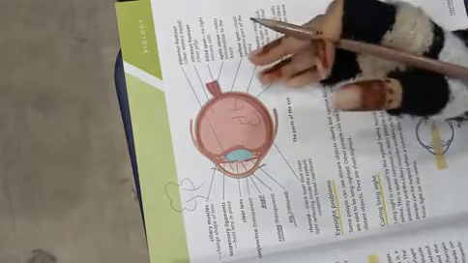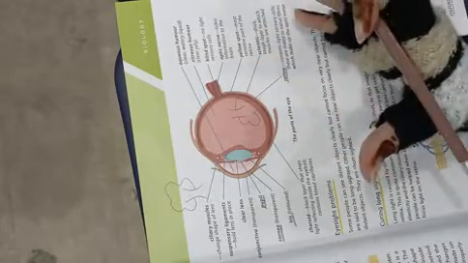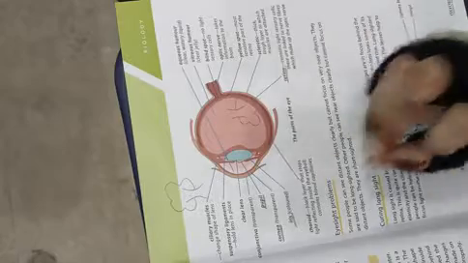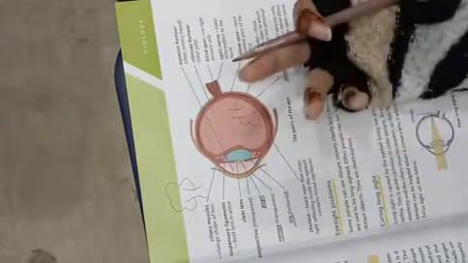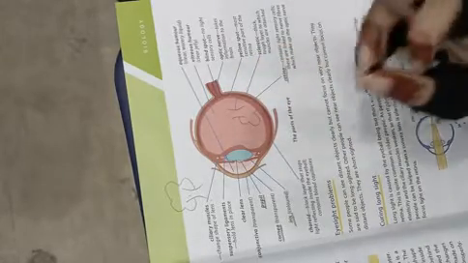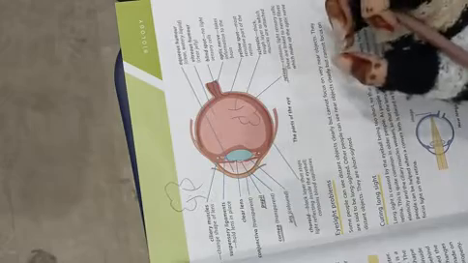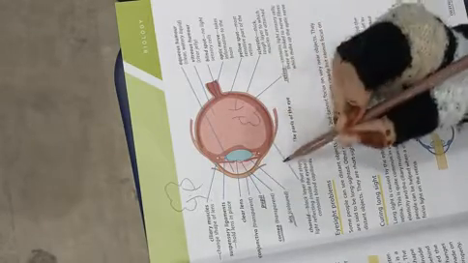If you are in a dark room, the pupil then gets bigger to allow more light to enter into your eye. So the iris muscles work automatically in what is called a reflex action. Whenever something happens in the body automatically, that is called a reflex action.